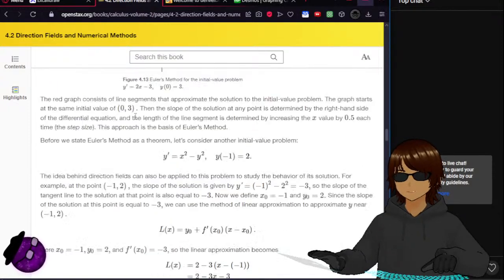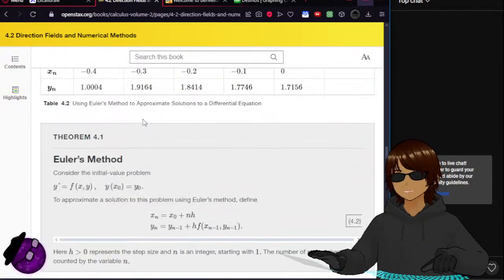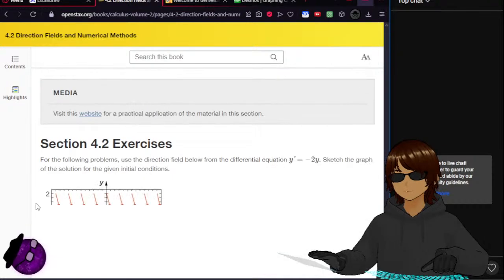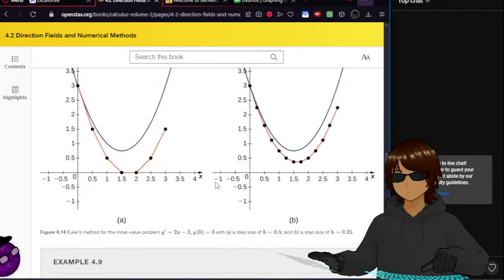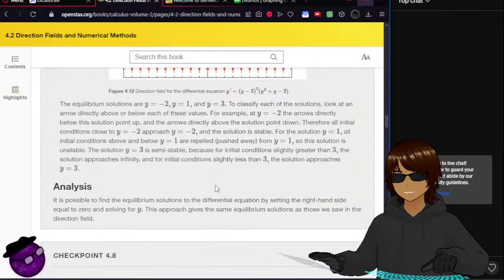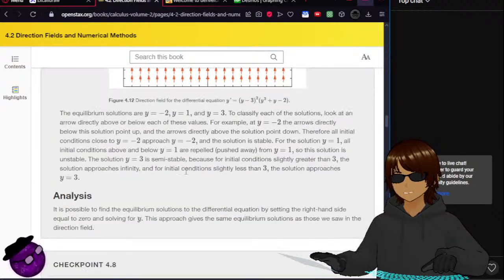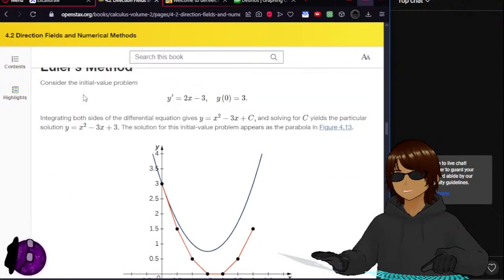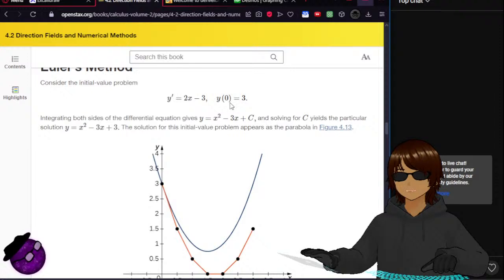How long is this? Euler's method. Okay, let me read Euler's method and then I will end this frame. Consider the initial value problem: the derivative of y is equal to 2x minus 3, and y(0) is equal to 3.